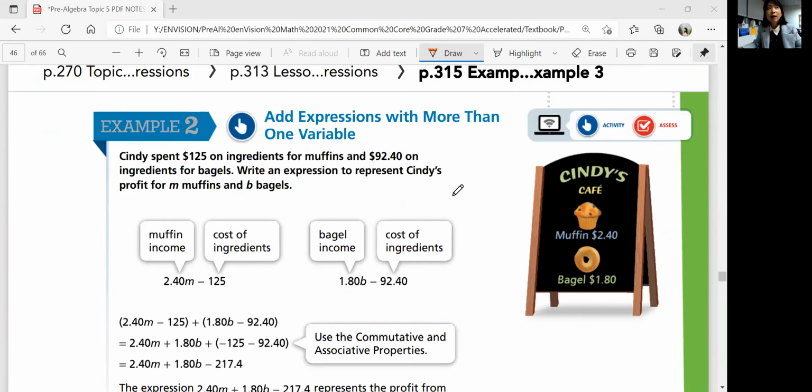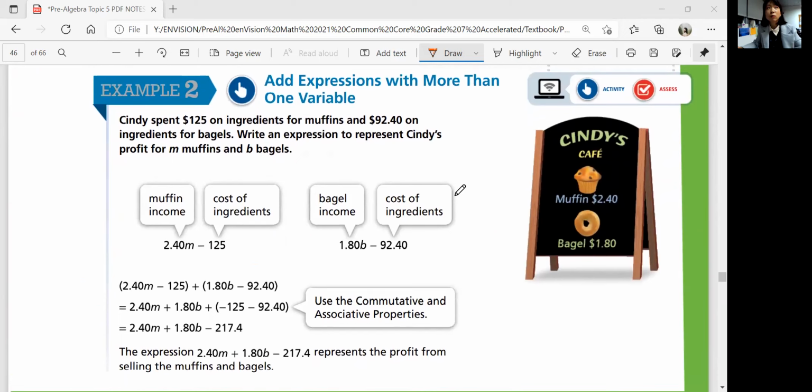All right, example 2: adding expressions with more than one variable. Cindy spent $125 on ingredients for muffins and $92.4 on ingredients for bagels. Write an expression to represent Cindy's profit for M muffins and B bagels. First find the expression for the muffins. The muffin income would be $2.4 for every muffin, but the cost of ingredients would be $125 for muffins. And you need to subtract it because you buy the ingredients.